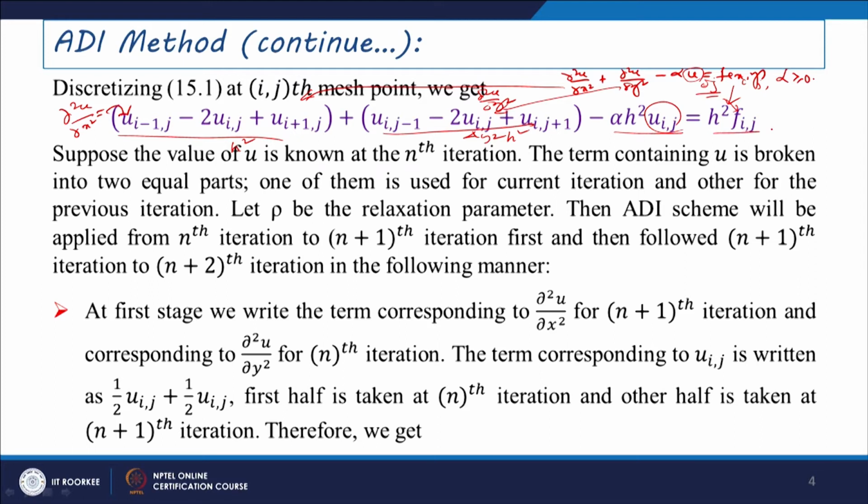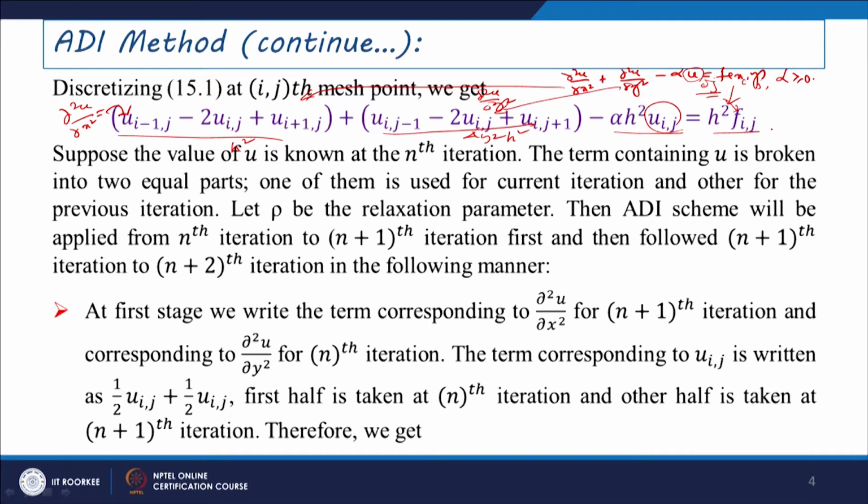Suppose the value of u is known at the nth iteration. The previous iteration should be known to us, or as an initial guess we can provide all these values. If it is not known to us at the beginning, we can consider those values as 0 and start the iteration, and in each iteration we consider the previous iterated value, which should be known to us. Hence, the term containing u here can be broken into two equal parts. One part can be used for the current iteration and the other for the previous iteration.